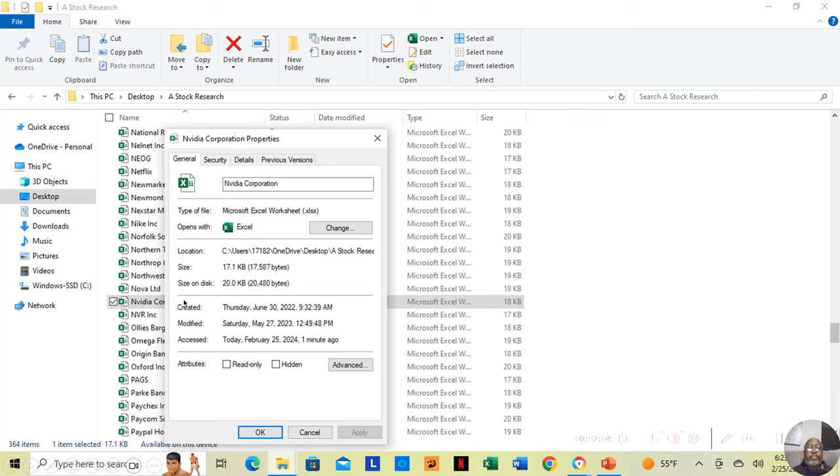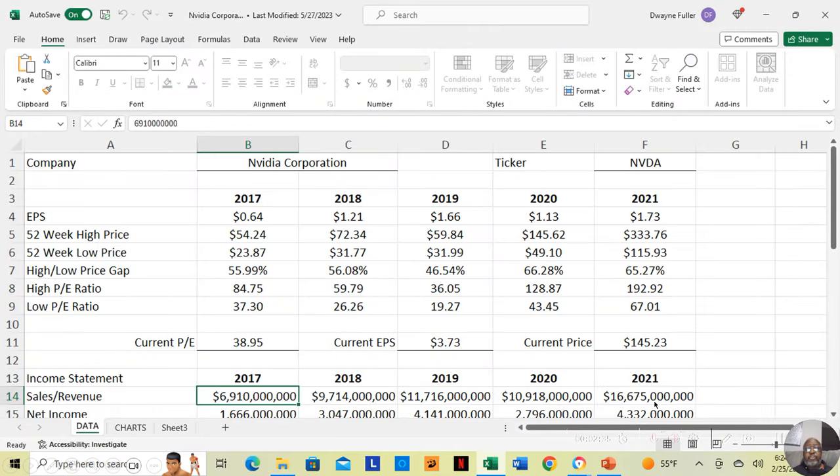This is the stock analysis on Nvidia that I created, and you see the date here is created June 30th of 2022. That's approximately 20 months earlier. Also notice it says modified May 27th of 2023. And I'll explain why I show that to you in a second. In any event, I did this analysis 20 months ago. And when I did this analysis, Nvidia was not $780, it was $145.23 a share.